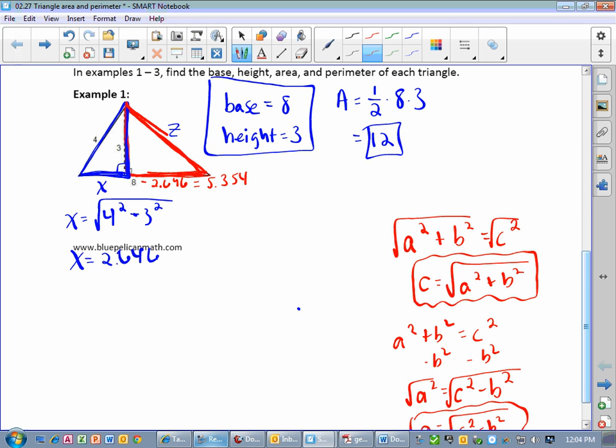We can find this side right here, Z. So Z is the hypotenuse of the triangle. So Z will be the square root of 3 squared plus 5.354 squared. Again, we're just using our Pythagorean theorem here.